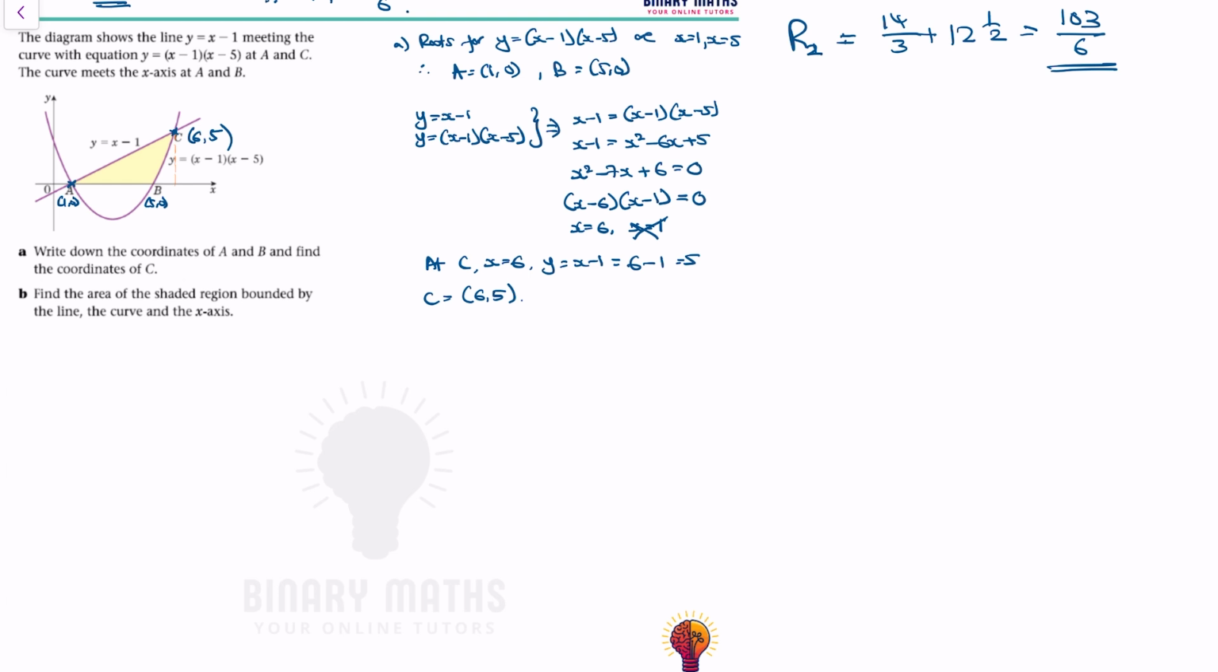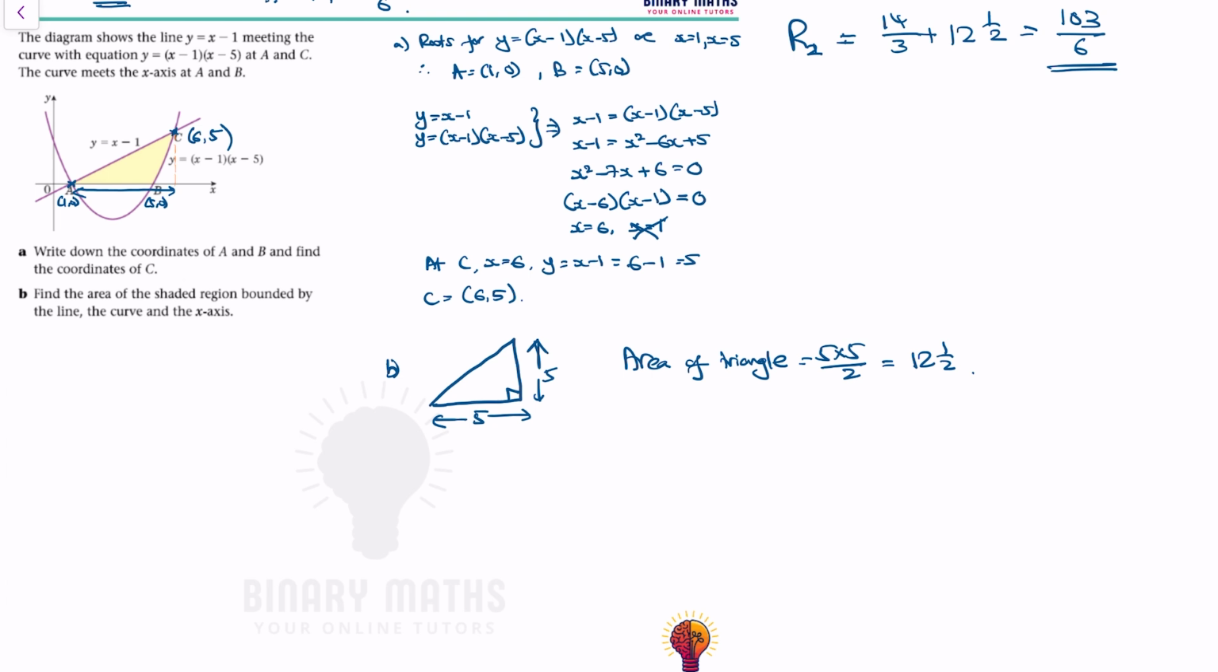So this triangle, so part B, for this triangle, it goes from 1, 0 to this part, which is 6, 0. So that means that base of this is 5. And the height, because C is 6, 5, the height is also 5. So area of triangle is equal to 5 times 5 divided by 2, which is also 12.5.